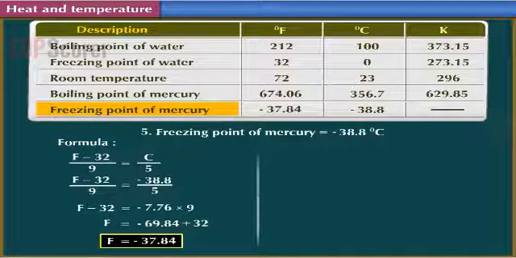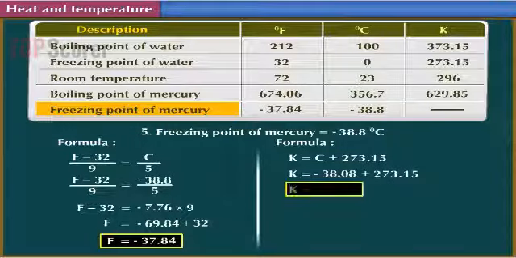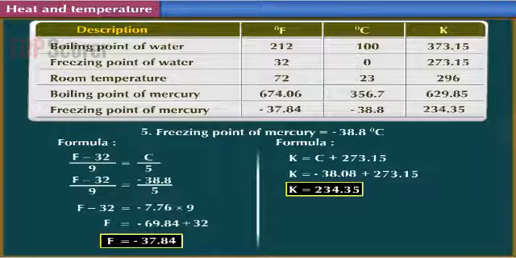Let us now convert it into Kelvin using formula K is equal to C plus 273.15. Thus, K is equal to minus 38.8 plus 273.15. Therefore, K is equal to 234.35 Kelvin. Let us enter the calculated value in the table. Come, let us now solve some numerical examples.